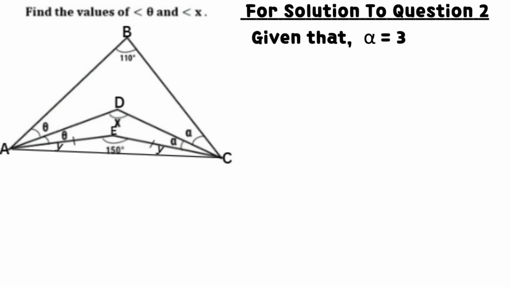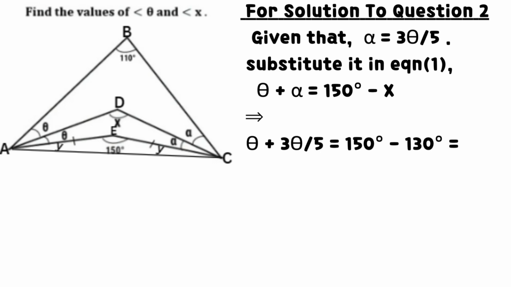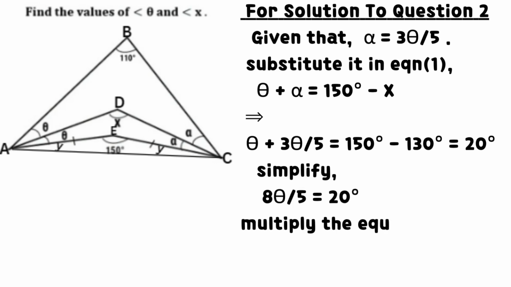For the solution to question 2, given that alpha equals the product of 3 and theta all divided by 5, substitute in equation 1, where the sum of theta and alpha equals 150 degrees minus x. This implies that the sum of theta and 3 times theta divided by 5 equals 20 degrees.